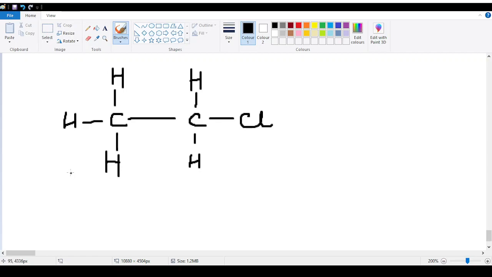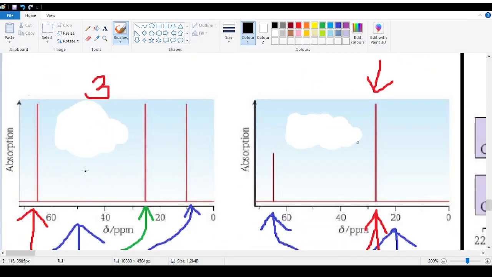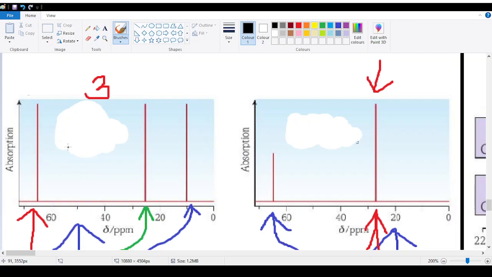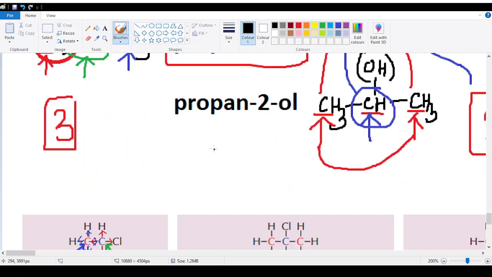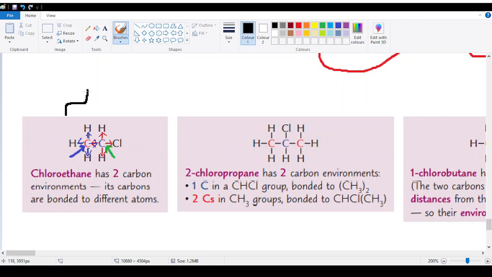So when I'm talking about peaks, what am I saying here? We looked at graphs like these yesterday, if you remember, and we looked at propan-1-ol and propan-2-ol, and we saw that one of the graphs has three peaks, the other one has only two peaks. It depends on the difference. Now, this chloroethane, this compound here, has two carbon atoms which have different chemical environments. So we can expect two separate peaks. Is that clear?